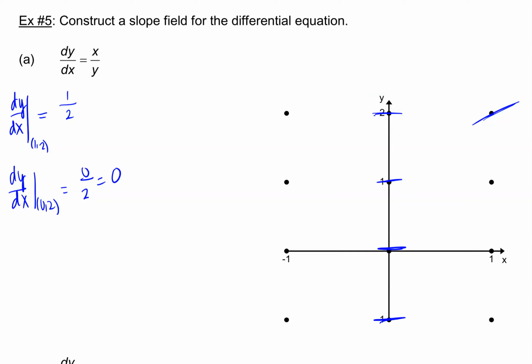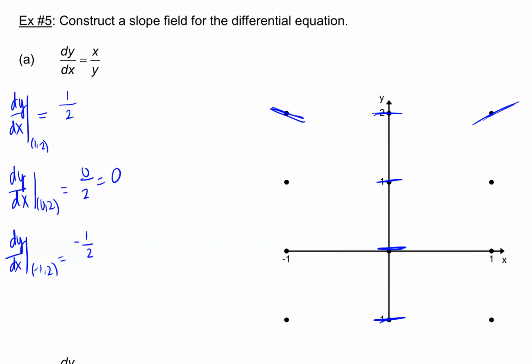Okay, let's do this guy right here. dy dx, I'm evaluating the slope at -1, 2. So this is just going to be -1 over 2. That's just -half. So if this is a slope of -1, it's got to be about half of that, so it's about like that. Something like that. Half.